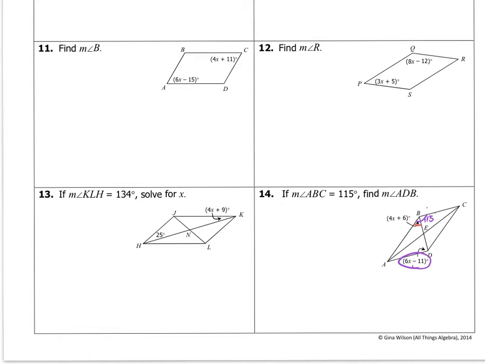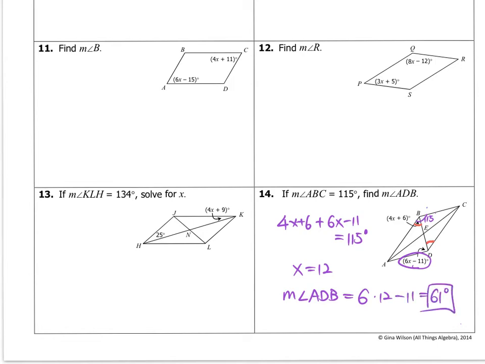I know this angle and this angle are congruent because they're alternate interior, and I also know that 4x plus 6, so that angle, plus 6x minus 11, I added up together, they should equal the opposite angle, which is 115 degrees. So if I set it up like that, my x will come out to be 12 after you finish your algebra. Then you plug it back in. Minus 11, my final answer is 61 degrees.